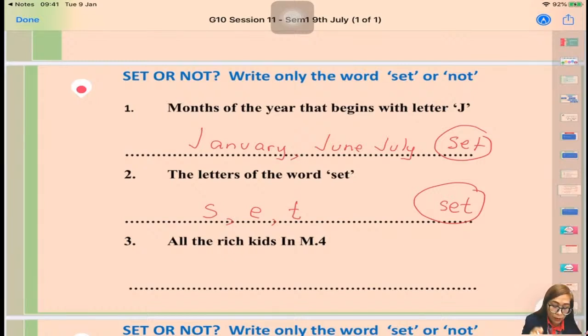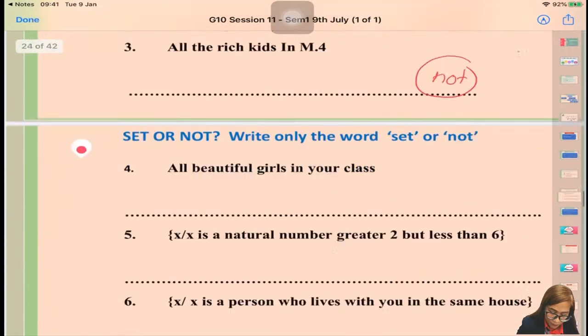How about all the rich kids in Matayom 4? Who are the rich kids in Matayom 4? So my answer would be, student 1, 5, and 7. Others will say, no, miss, they are not that rich. Do you know that these persons are the richest in M4? Okay, I don't know. So this is not a well-defined collection. So it is considered not a set. So just write the word not. Okay? Clear? Okay.